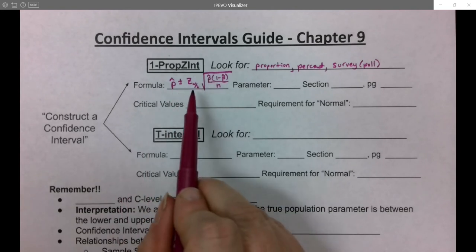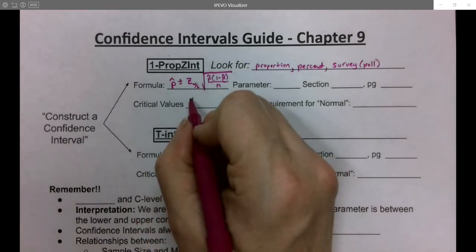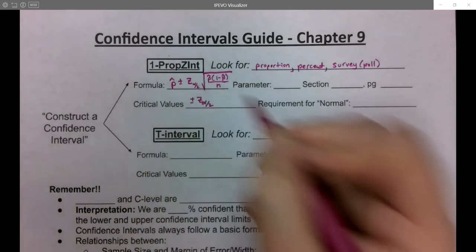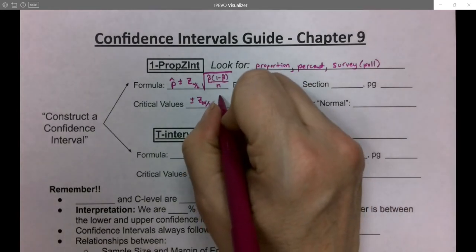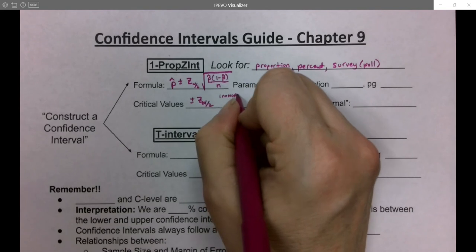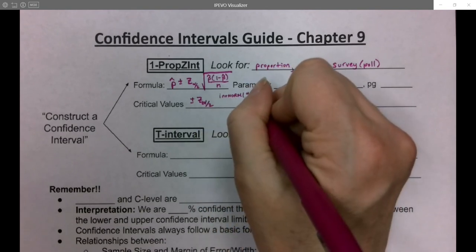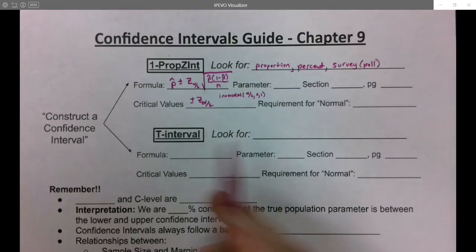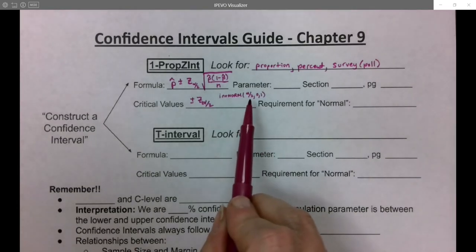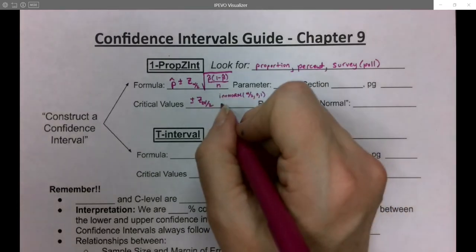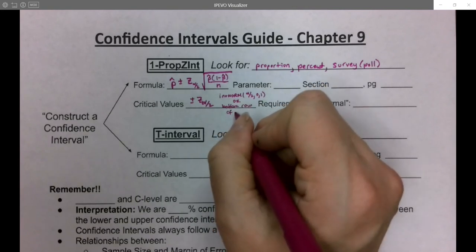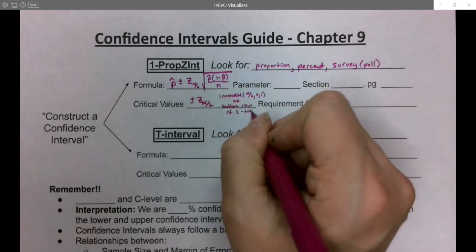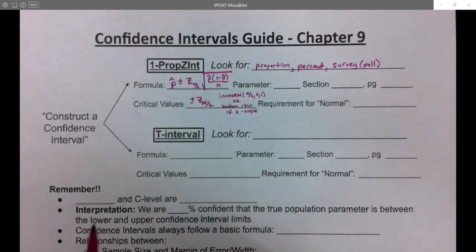Now your critical z values, right? Your critical values are plus or minus z alpha over 2, or really just z alpha over 2. And you find those either with inverse norm. You would do inverse norm alpha over 2 comma 0 comma 1, right? Because alpha over 2 would be the area in your left tail. Or you could use the bottom row of the t-table. Now, not all of them are available in the bottom row of the t-table. Only some of them are there. But if it's in there, you're welcome to use it.